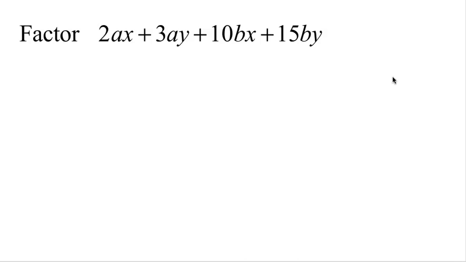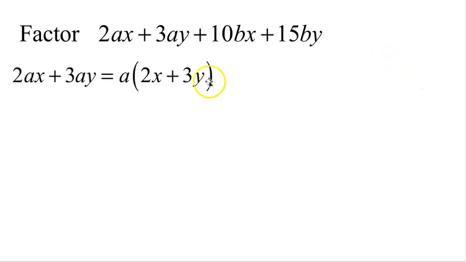Next, I want to factor 2ax plus 3ay plus 10bx plus 15by. So I'm going to factor two pieces at a time. 2ax plus 3ay, then I will factor 10bx plus 15by. How is that going to work? 2ax plus 3ay, the common factor is a. Extracting an a, I'm left with 2x plus 3y. Distribute a times 2x, a times 3y, indeed, that checks.